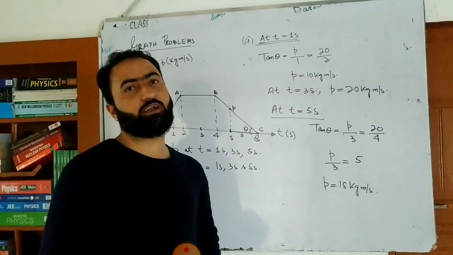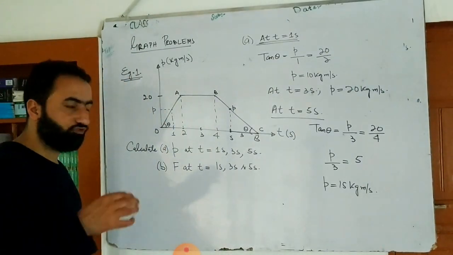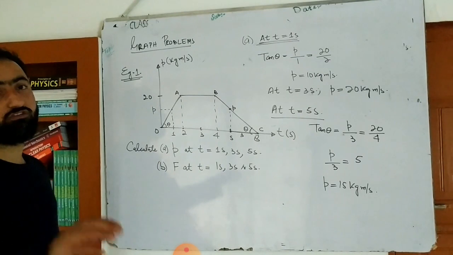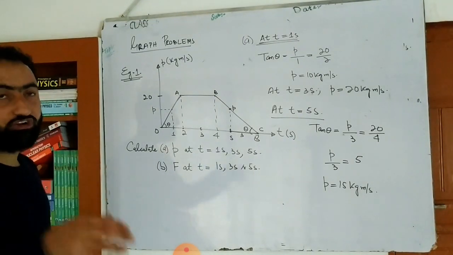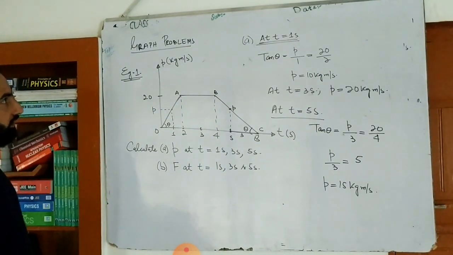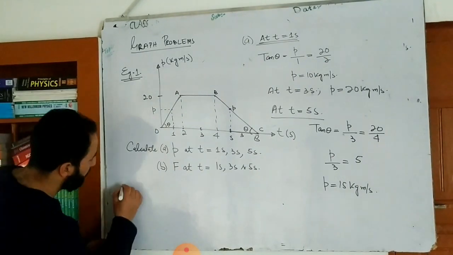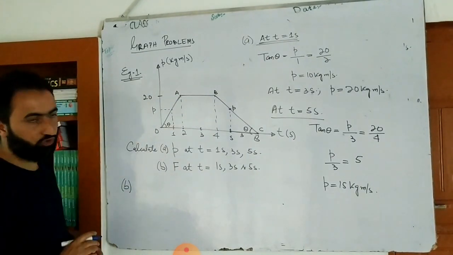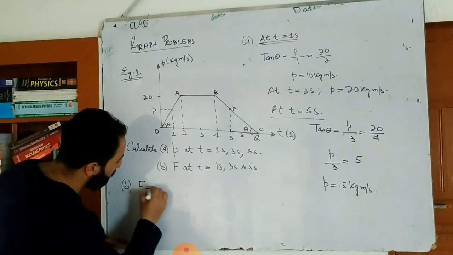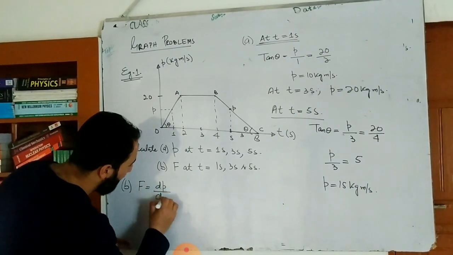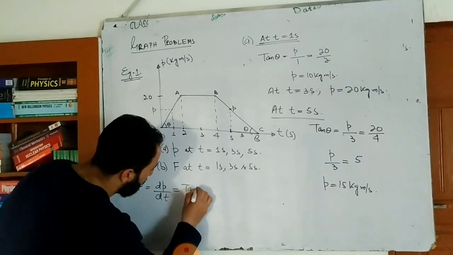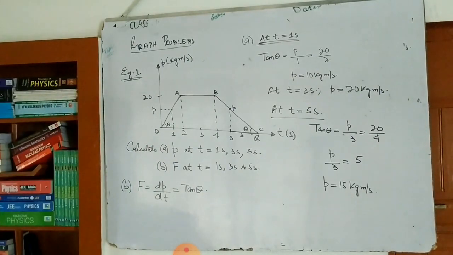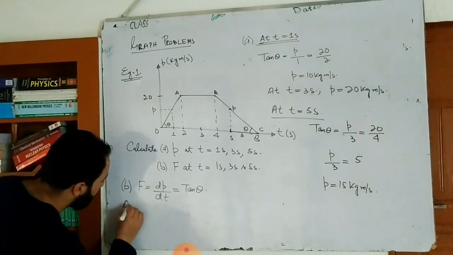We have done this same problem in kinematics, where an x versus t graph was given to you and we had to calculate position at different times. Now the B part. Pay attention. In the B part you have to calculate the force. For that I will write force is equal to dp divided by dt, which in turn is equal to the slope, which is equal to tan theta.